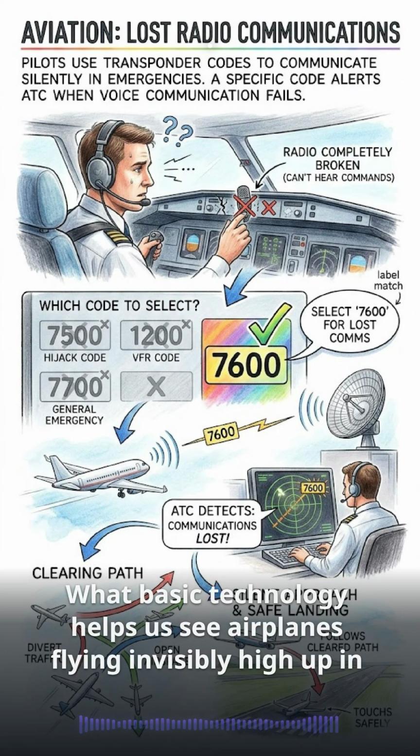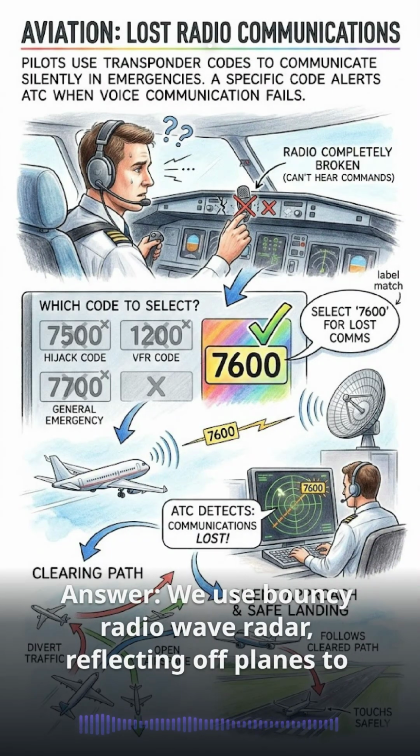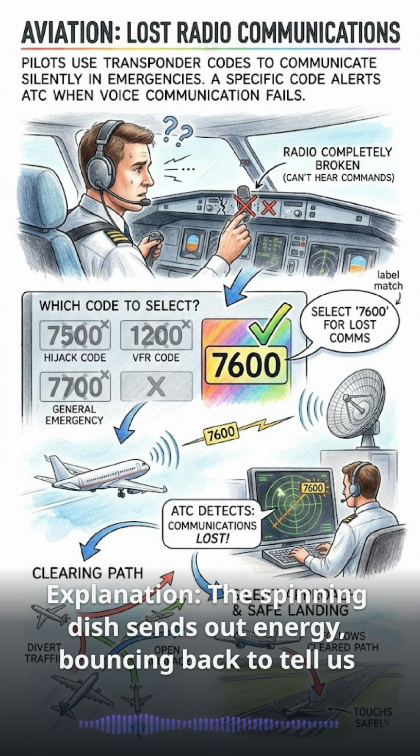39. What basic technology helps us see airplanes flying invisibly high up in the dark night sky today? We use bouncy radio wave radar, reflecting off planes to show us their exact location. The spinning dish sends out energy, bouncing back to tell us where the plane is flying.